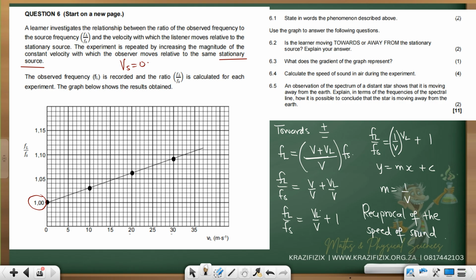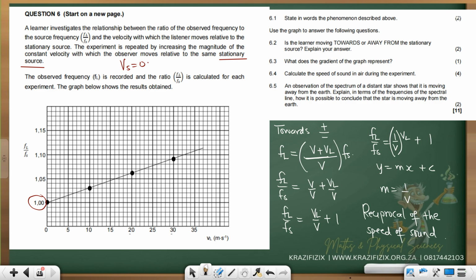All right. Calculate the speed of sound in air. Speed of sound. Can we quickly calculate the speed of sound? What is the speed of sound? Can you see it's m? If I can get m, I'll get my speed.